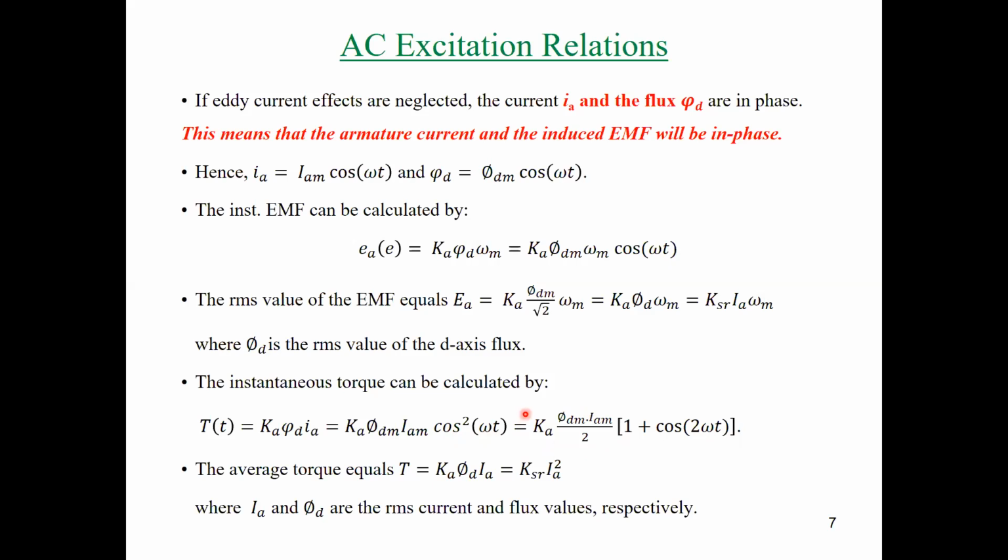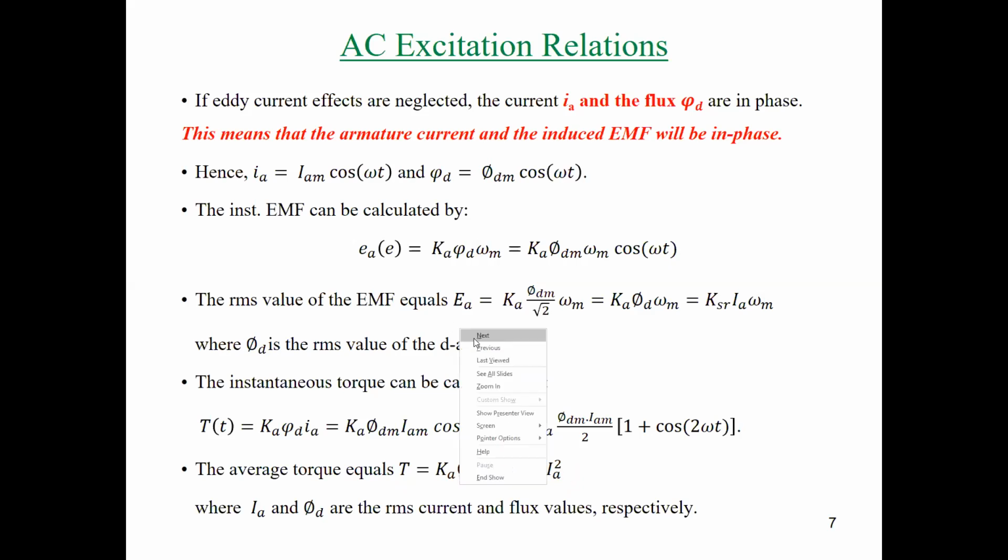So average torque is equal to the integration of this relation over one complete period. You can do this easily and find the final form, which will be Ka multiplied by phi d multiplied by Ia, where phi d and Ia are the RMS values of flux and current. We can also replace this relation by K series Ia squared. So this is the relation of torque.